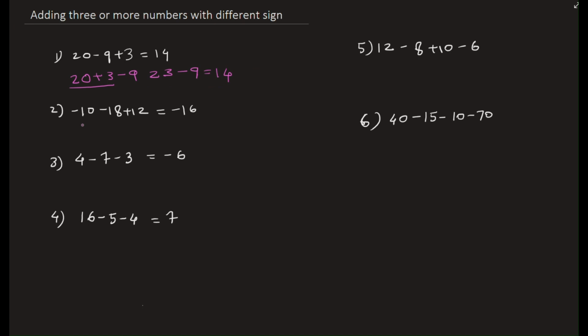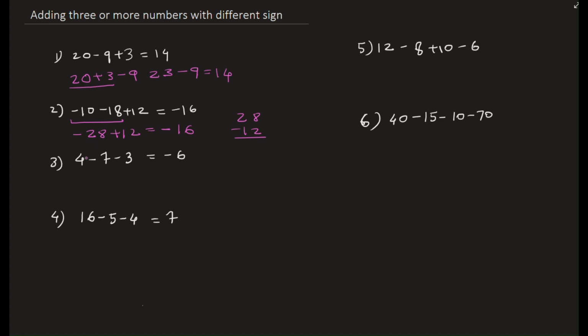Then I have negative 10 minus 18 plus 12. So I have two negative numbers. Adding two negative numbers, I add their absolute values. So 10 plus 18 equals 28, and the sign of the answer is negative as both the numbers are negative. So negative 28 plus 12, the answer is 16. It is as good as subtracting 12 from 28. The answer is 16, and the sign of the answer is negative as the number with the greater absolute value is negative.